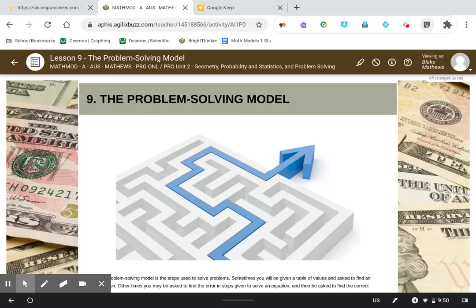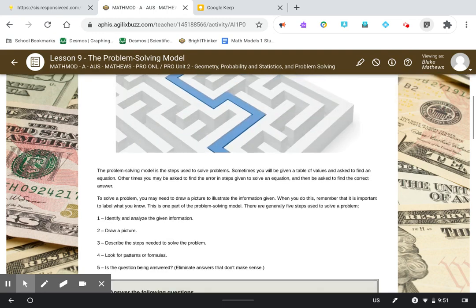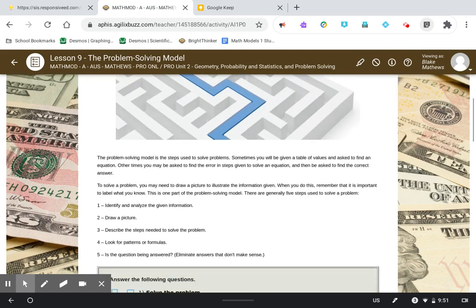All right, this is the Math Models Unit 2 Lesson 9 video. This is just really taking you through the process of solving math problems. So it's kind of a strange lesson. It just helps you start to think about solving problems in a particular kind of way. And so I'm really just going to walk us through these problems.